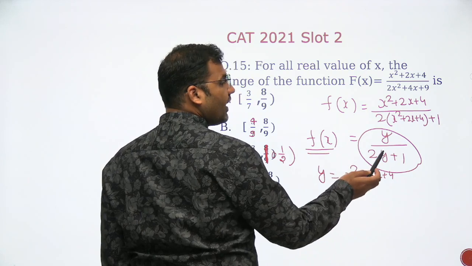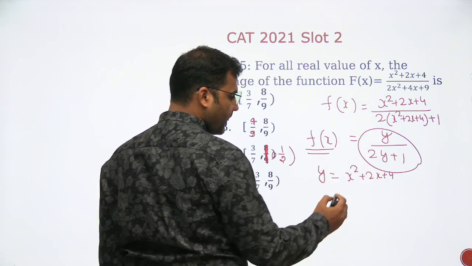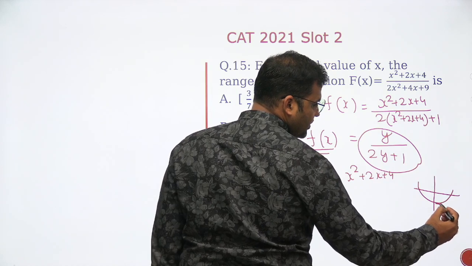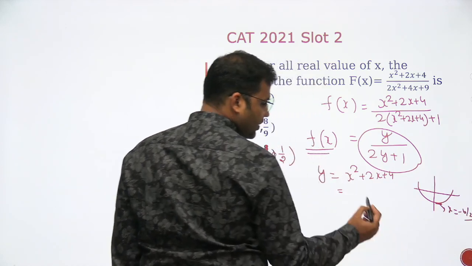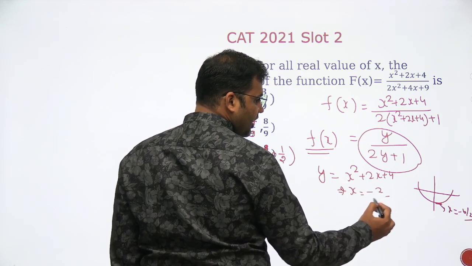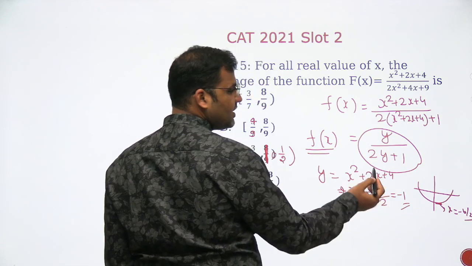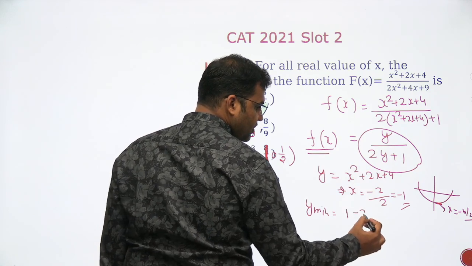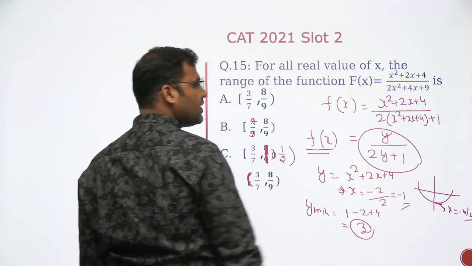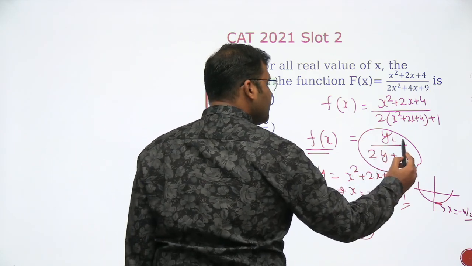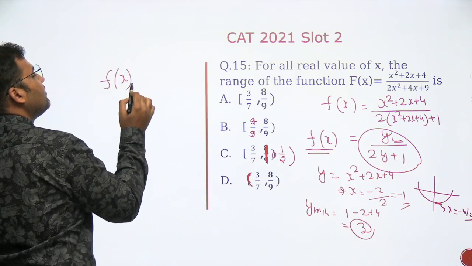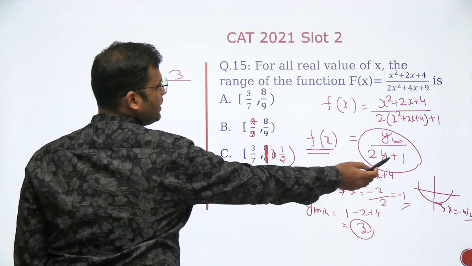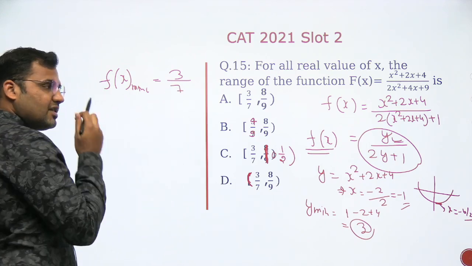You see that if I want to find out the minimum value, I need to put y as minimum. Now, the minimum value of y, you see that this is a quadratic equation and the minima of any quadratic equation exists at minus b by 2a. So at x equal to minus 1 its minima will exist. So y minima will be minus 1 whole square, 1, minus 2 plus 4 and that value is 3. The minima of this is 3, right? The minimum value of y is 3. So the minimum value of the function will be equal to 3 upon 3 into 2 plus 1, that is 7. So 3 upon 7 is the minimum value.